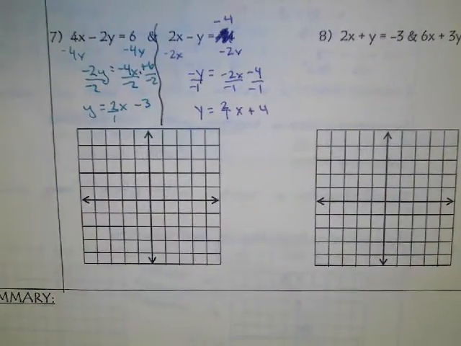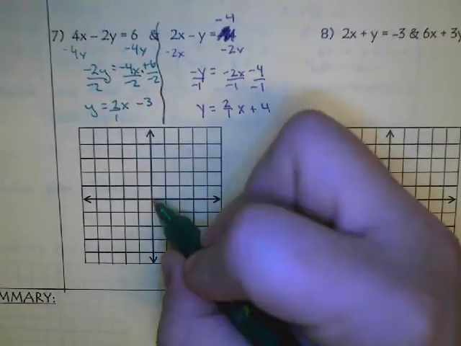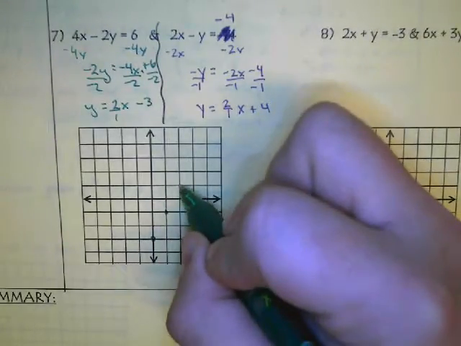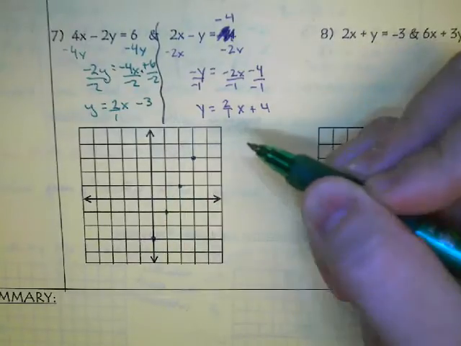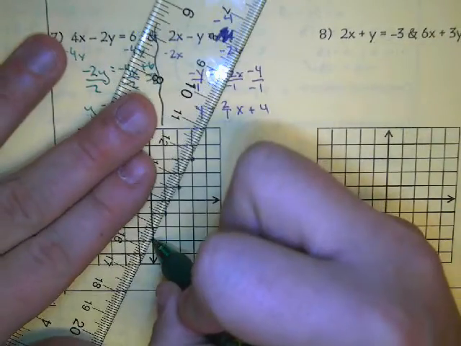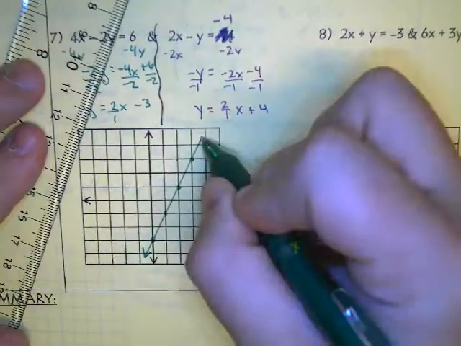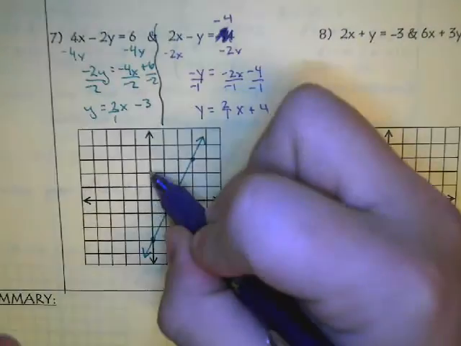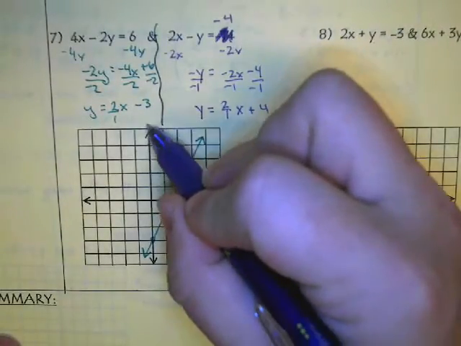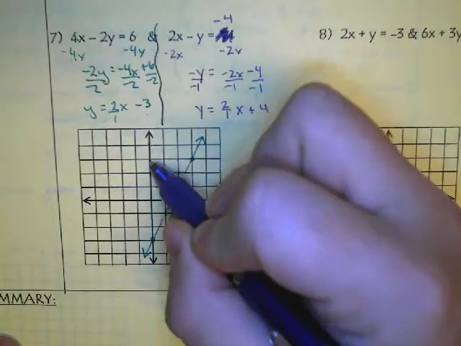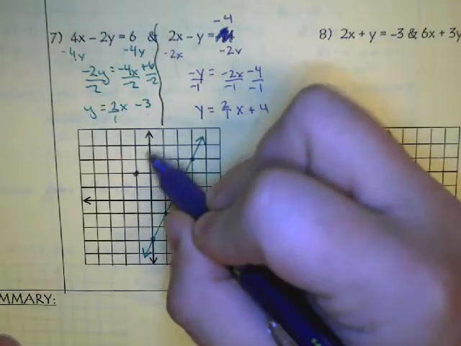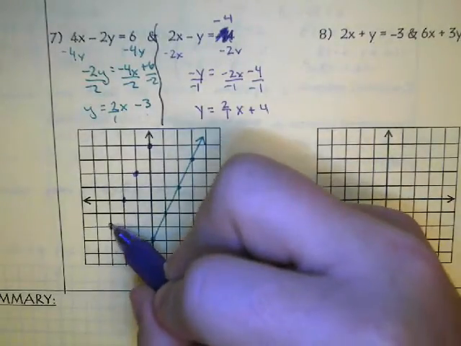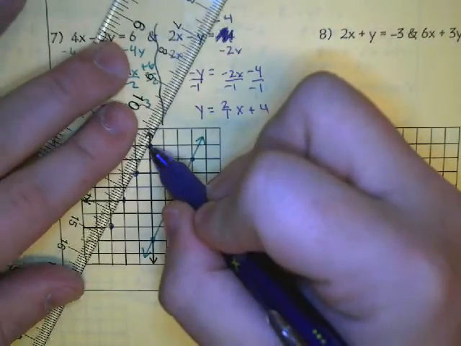Let's see what happens when we graph these. I'll graph the green one first, go down 3, then up 2 over 1, right 1, connect my dots. And then with my purple, if I start at the 4, 1, 2, 3, 4, and if I go up 2 over 1, I'll go off my page, so I'm going to go down 2 and left 1. Down 2, left 1, down 2, left 1. Connect our dots.